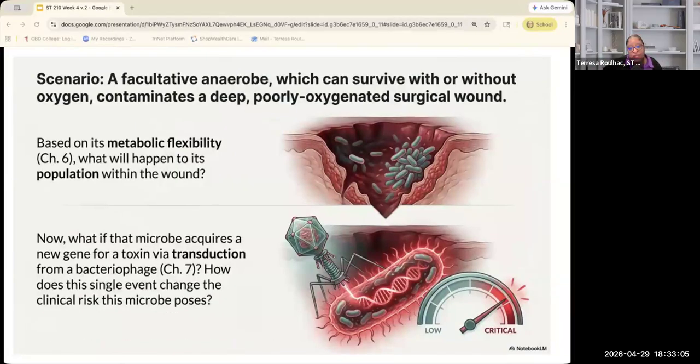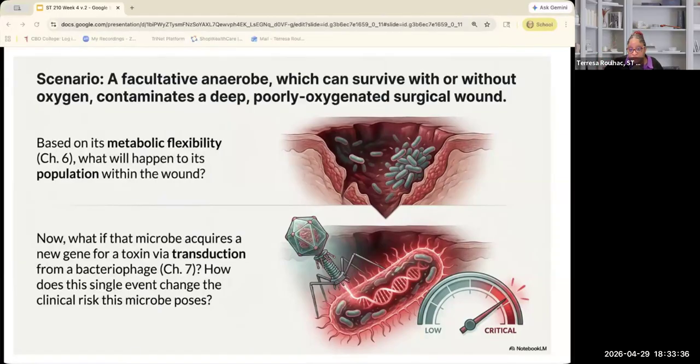So let's talk about a real clinical situation. Not a quiz question, but something that can happen. We have a facultative anaerobe in a deep, poorly oxygenated wound. Nothing about this is accidental. But let's start with what we already know.